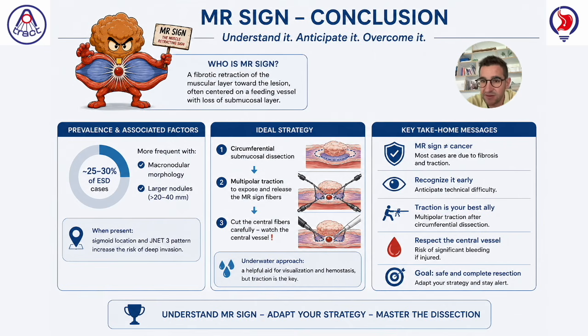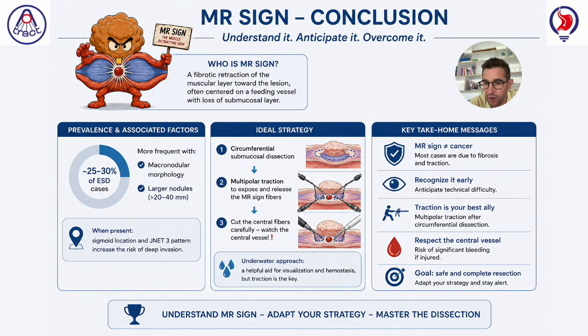Muscle retracting sign is not cancer. Some lesions are completely benign. Recognizing it early will help you to choose the good strategy. For me, traction is a very important ally in management of this kind of lesion. Respect the central vessels as much as possible. You will do muscular damage, but you can close it at the end. So do it the latest you can in order to close the perforation relatively quickly.